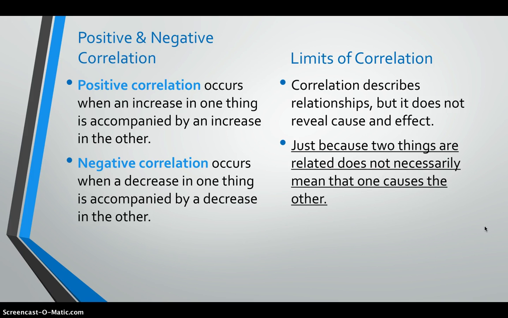But there are limits to correlation. Correlation describes relationships, but it doesn't reveal cause and effect. And just because two things are related does not necessarily mean that one causes the other. That's very important. Note how it is underlined. Just because two things are related does not necessarily mean that one causes the other.